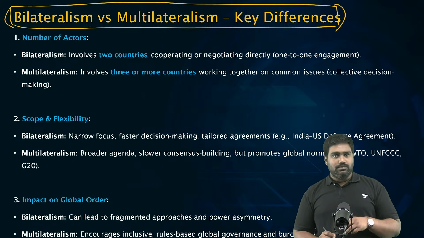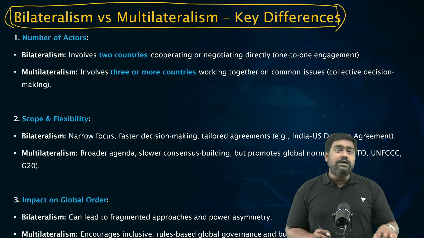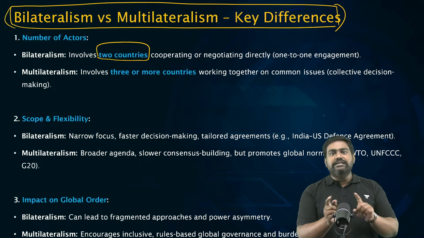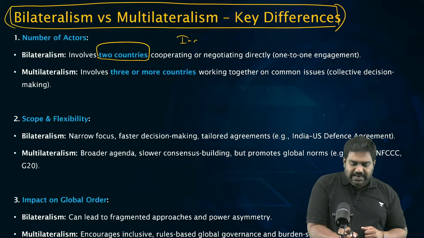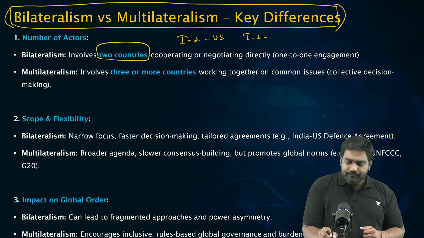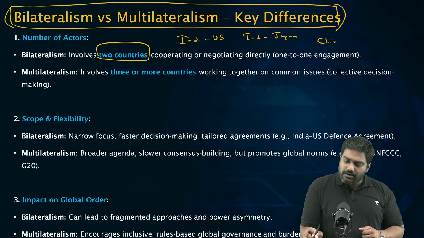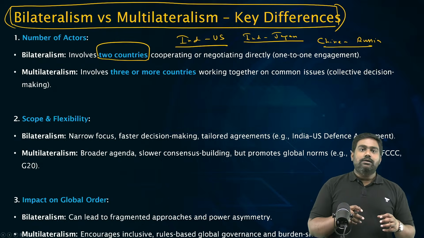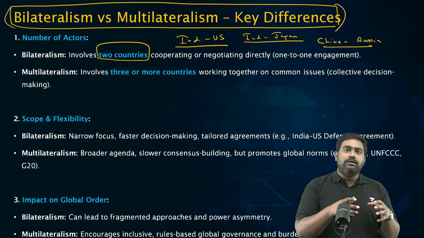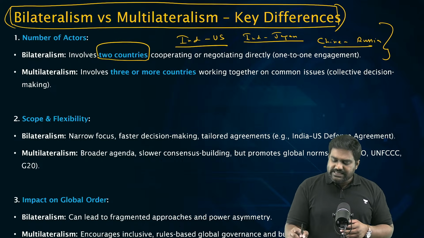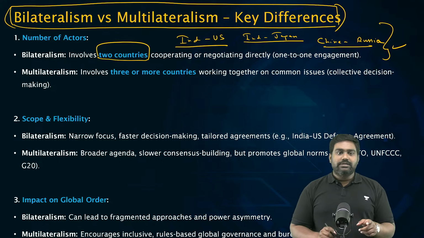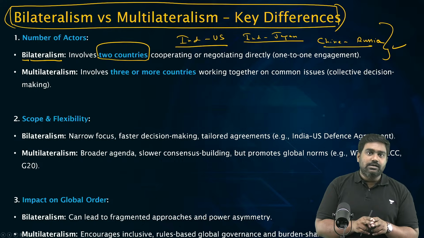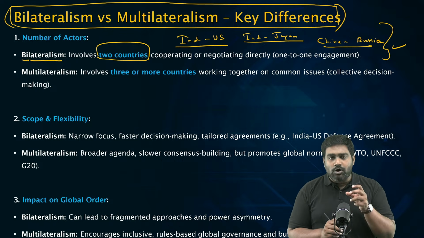Bilateralism versus multilateralism. What are these two things? The word bilateral refers to relations between two countries. When two countries engage with each other, work with each other, let's say India, US, India, Japan, or China, Russia. Whenever two countries engage with each other, build their relationship, sign agreements, and start initiatives between them, this is an example of bilateralism. The word itself tells you bi, meaning two. When two partners are working together in international relations, that is bilateralism.